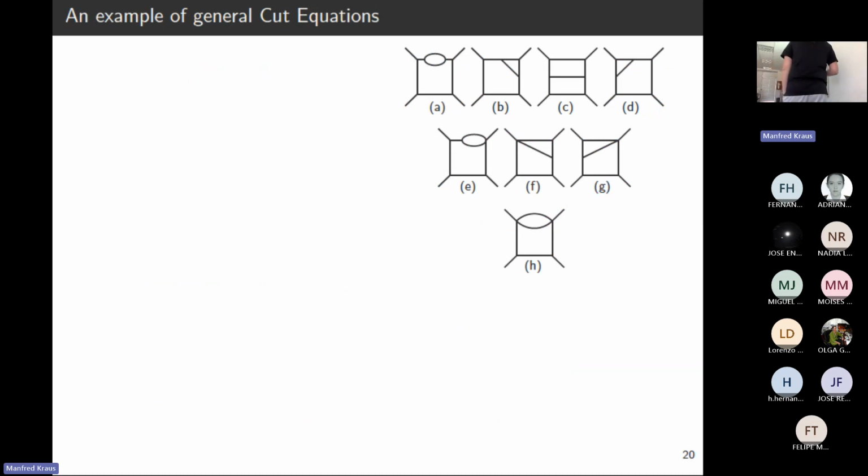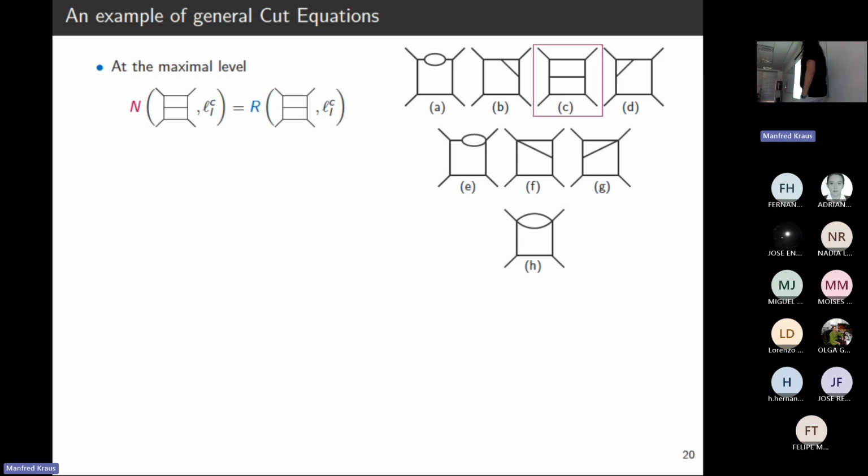So you have to organize your calculation in a hierarchical way. For example, you have these double boxes. But now you could, for example, remove this propagator and then you land here. Now you can remove this propagator and you land here. There's a structure behind why we order them like this. So let's focus here on this double box.